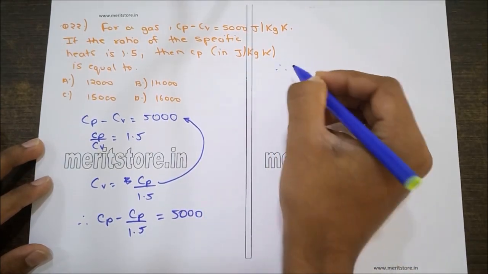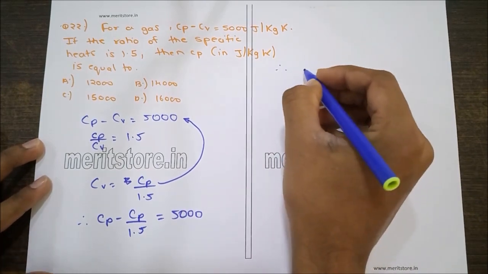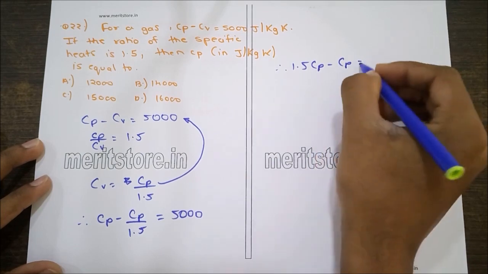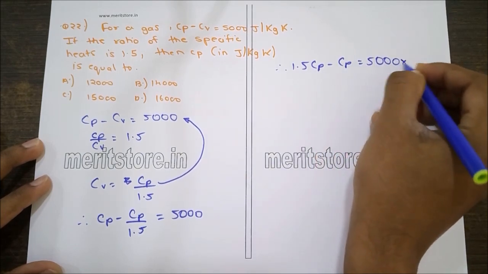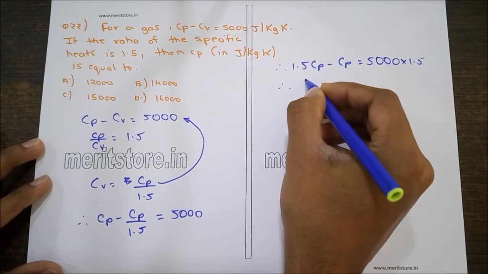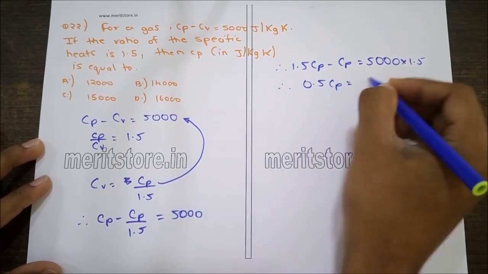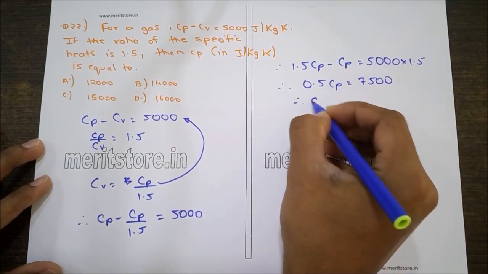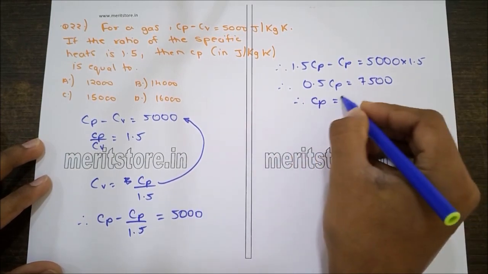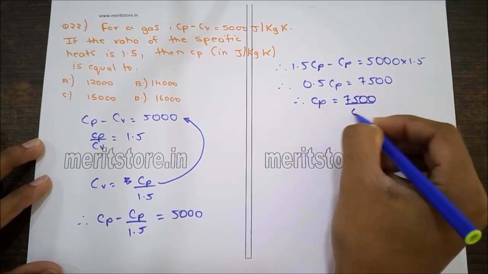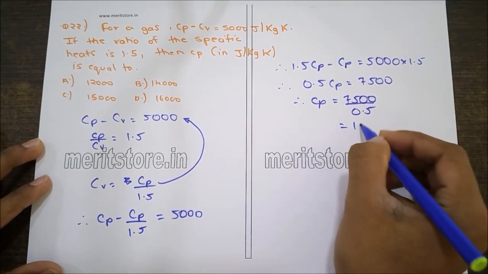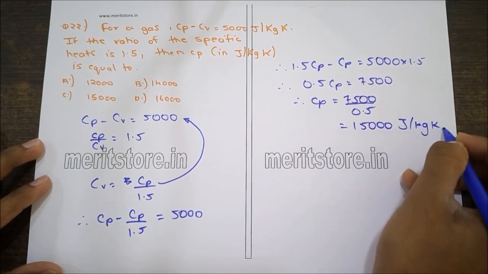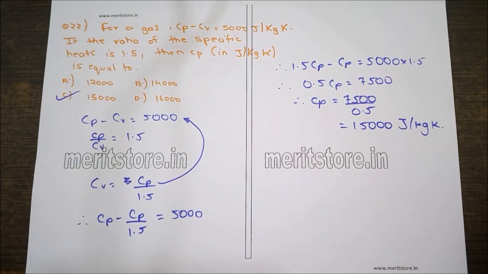So therefore, on solving further, we get 1.5 Cp minus Cp is equal to 5000 into 1.5. So therefore 0.5 times Cp is equal to 7500, which says Cp is equal to 7500 upon 0.5, which is nothing but 15,000 joules per kg Kelvin. Hence option C is the correct answer.